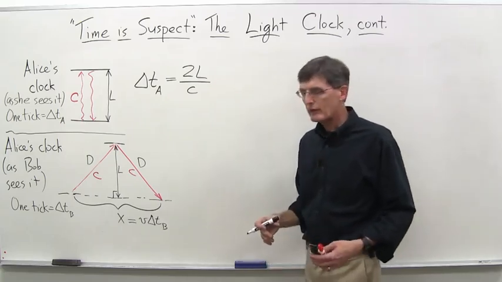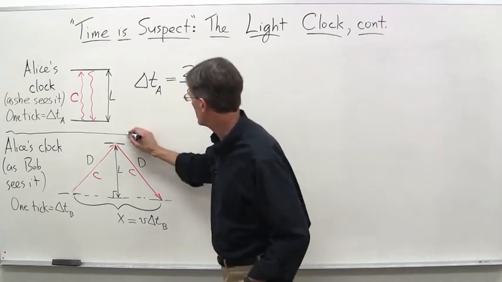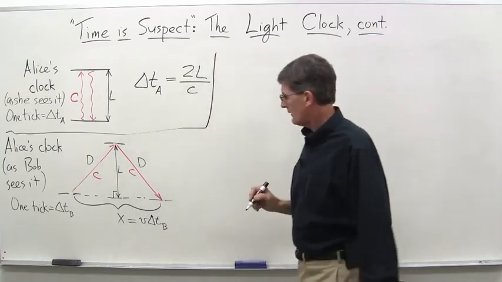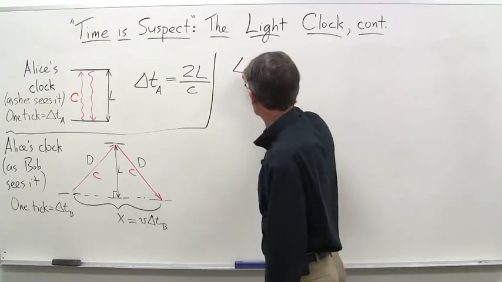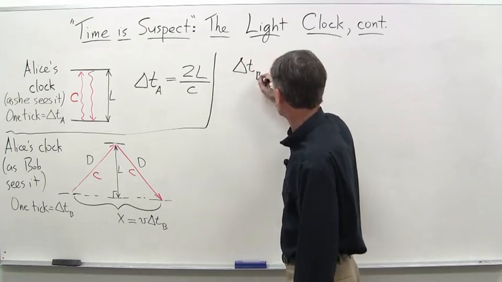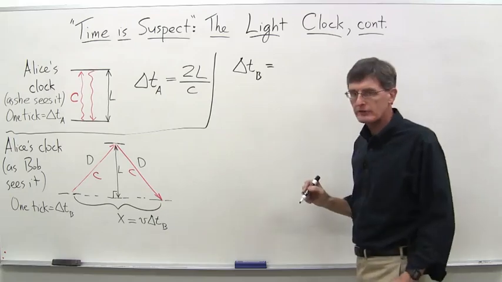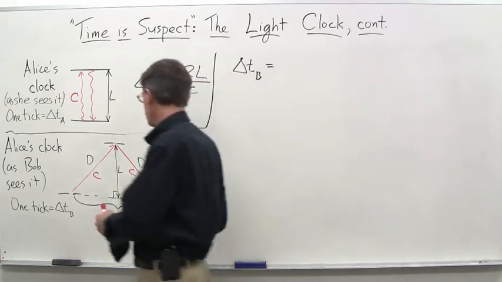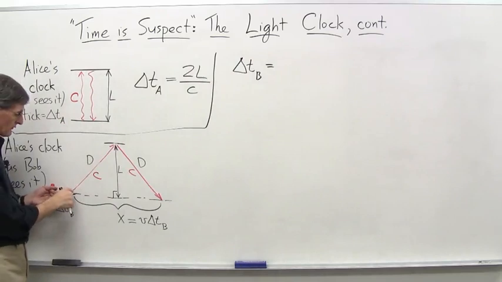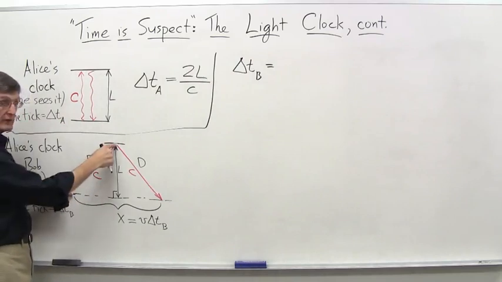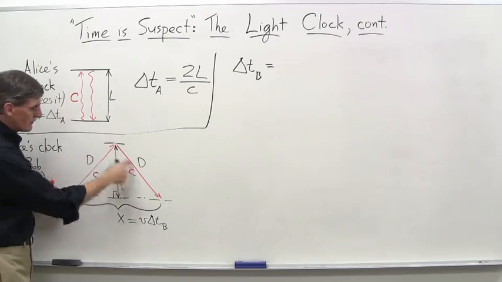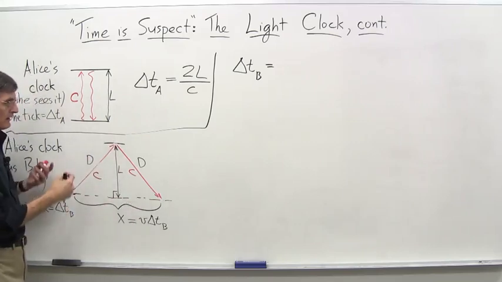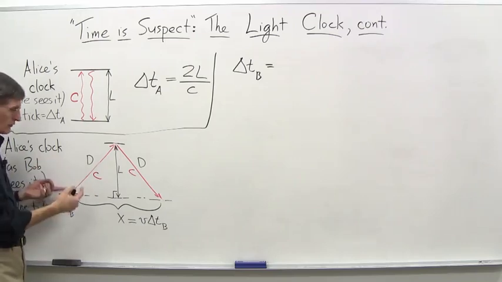So let's write an equation for delta T sub B here. See what we can write down. We actually have a couple things we can do. Well, delta T sub B, by definition, the tick time for Alice's clock as Bob observes it, is this distance d, plus another distance d. So the total distance covered is 2d divided by the velocity, which of course is c.